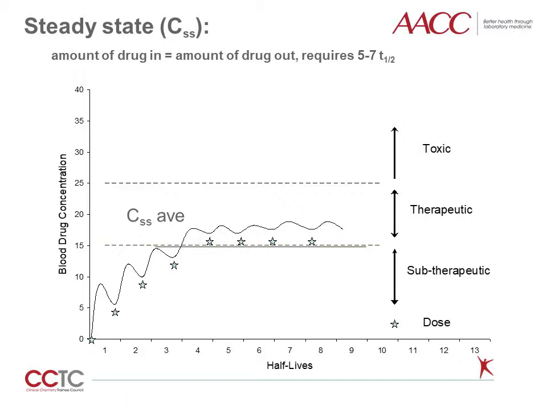Steady-state concentration is achieved after 5 to 7 half-lives of the drug after it has been administered. For example, if the drug has a half-life of 24 hours and the drug is administered once a day, then it will take 5 to 7 days of daily dosing to reach steady-state concentration. Therapeutic drug monitoring should be conducted once the patient has reached steady-state concentration.